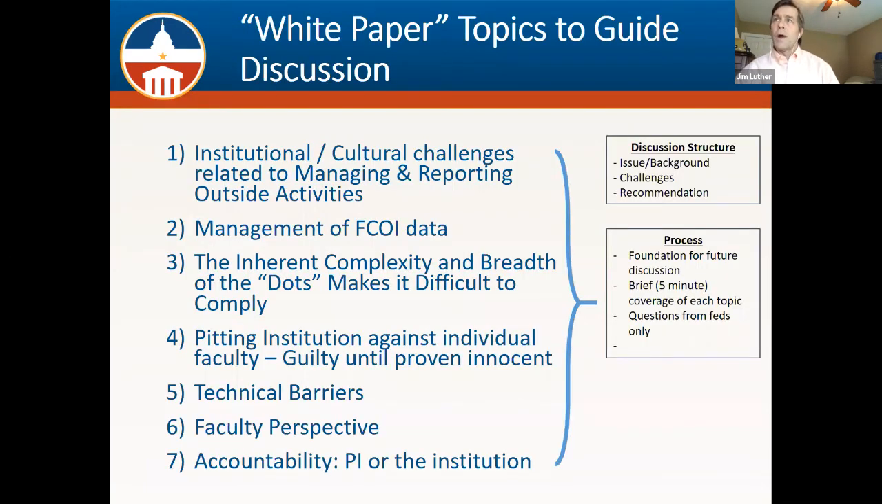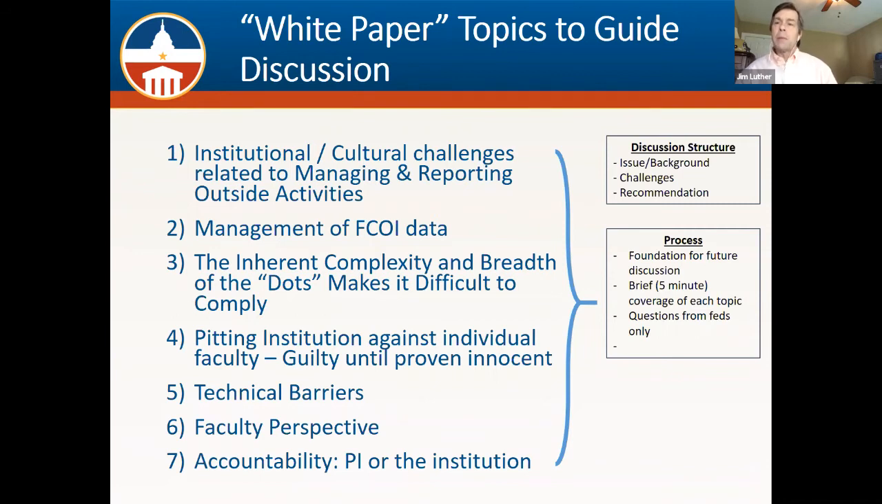So here are the white paper topics that we, as a Foreign Influence Working Group, pulled together to have the discussion with our federal partners. The first is understanding that institutions have different cultural challenges and different ways that we manage our business. The second is FCOI. There's a lot of sensitivity to that data, and thinking that we can make it readily available to a grant manager who's helping a faculty member submit has some complexities that we'll talk about.